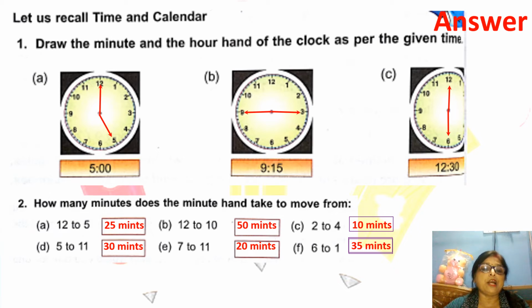Next question. You have to find out the minutes. The first one I have already explained. Next, 12 to 10. So you count the minutes: 5 minutes, 10, 15, 20, 25, 30, 35, 40, 45, and that is 50 minutes. So your answer is 50 minutes. In this way you can calculate the whole.